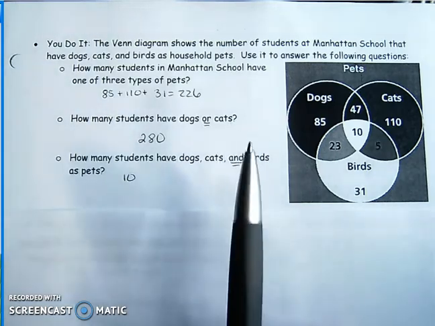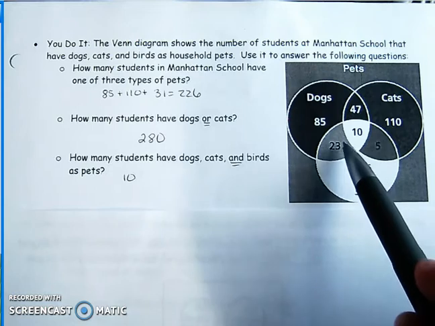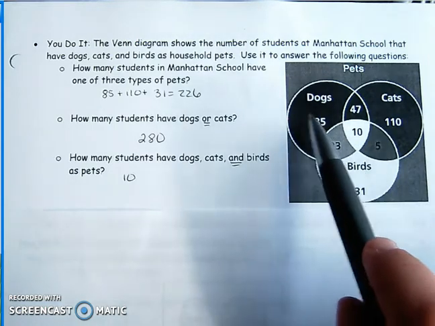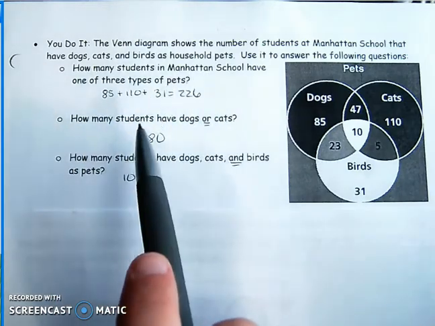Oh, no. How many have 1? So that would be 85, 1, 10, and 31. Because these people here in the intersections have more than 1. So I apologize. You only want them to have 1 of the 3 pets, not multiple pets.